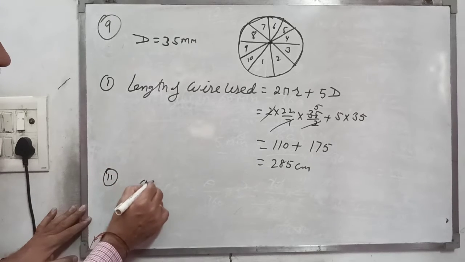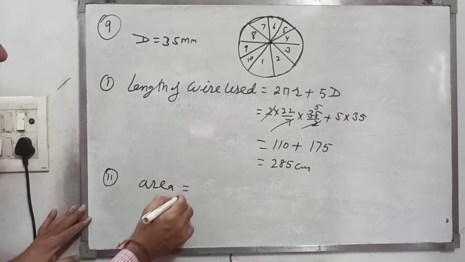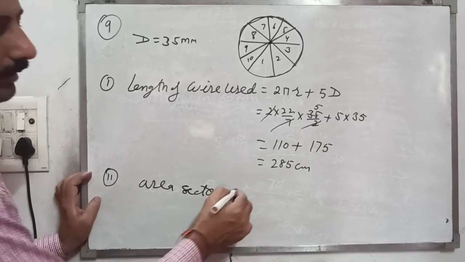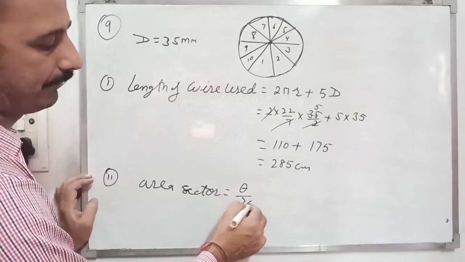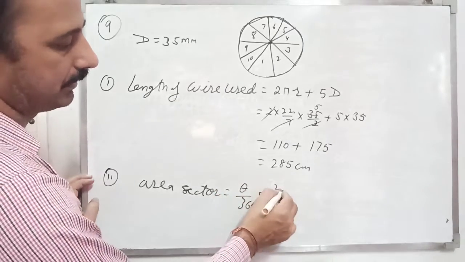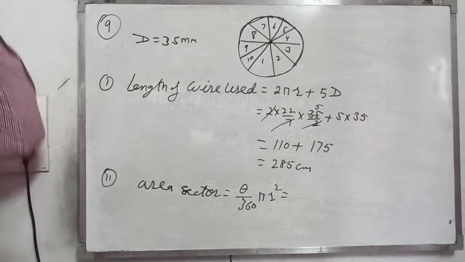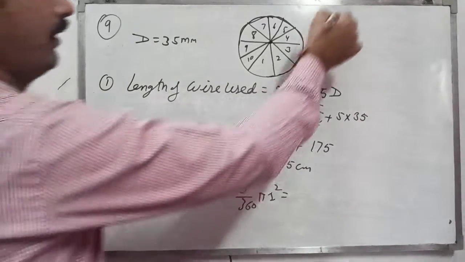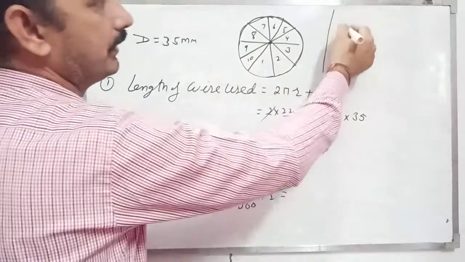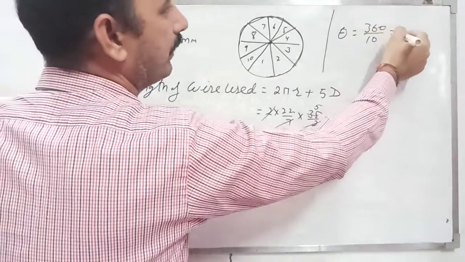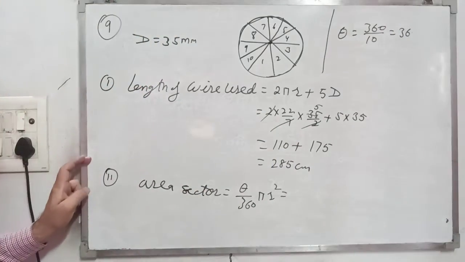Second, we find the area of sector. Area of sector is theta upon 360 into pi r square. Now we find theta first. So how can we find theta? It's 10 sectors, so theta equals 360 divided by 10. You get 36 degree.